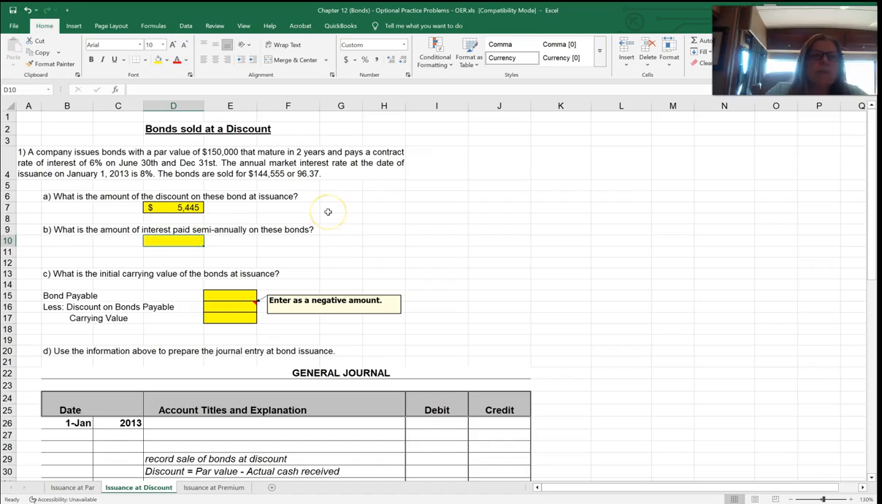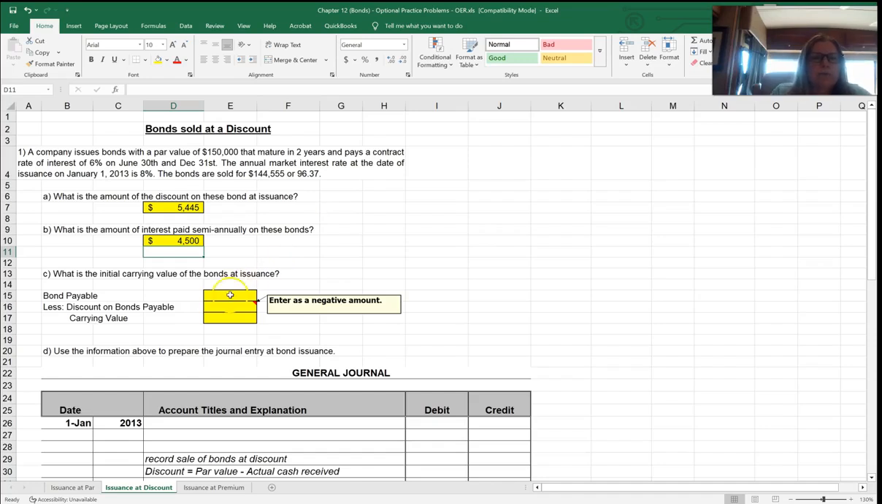What is the amount of interest paid? Even though we're giving them a discount, we still have to contractually pay the 6%. So we have to figure out $150,000 bond times 6% times 1/2, right? Because we're paying them half on June 30th and half on December 31st. They're not going to get 6% each time. It's actually going to be 3%. So the amount of interest that we're contractually obligated to pay is $4,500 on June 30th and $4,500 on December 31st, for year 1 and year 2, because it's a 2-year bond.